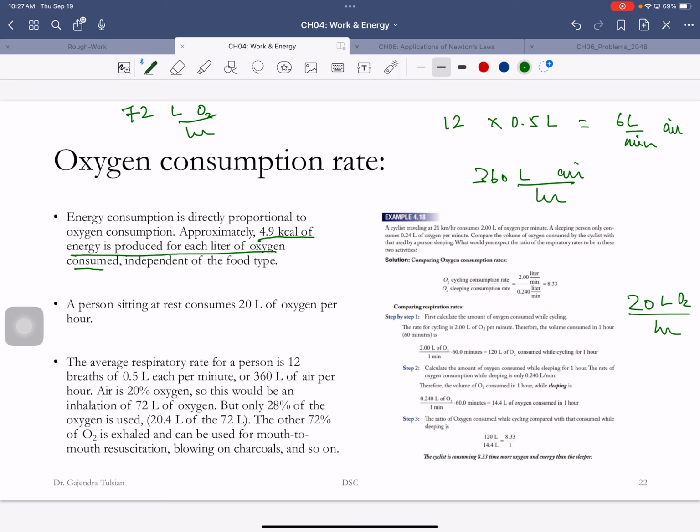And this makes sense. For each liter of oxygen you consume, you're producing 4.95 kilocalories, and so 20 times that is 100 kilocalories. So only 28% of the oxygen that you breathe in, you're absorbing. The other 72% is exhaled. And so that's why mouth-to-mouth resuscitation, CPR, blowing on charcoal, and so on work, because there's still plenty of oxygen when you breathe out.